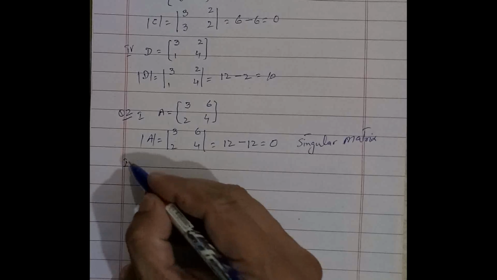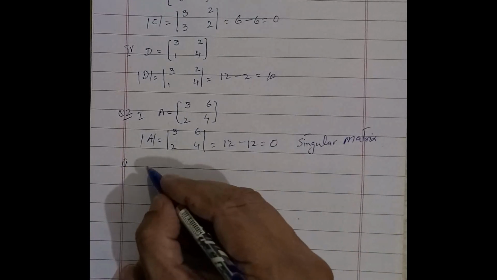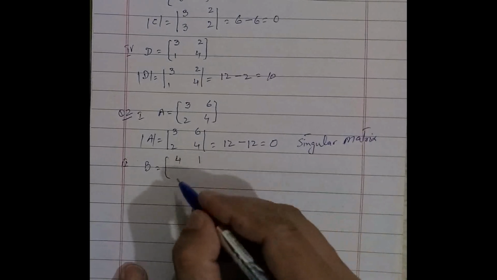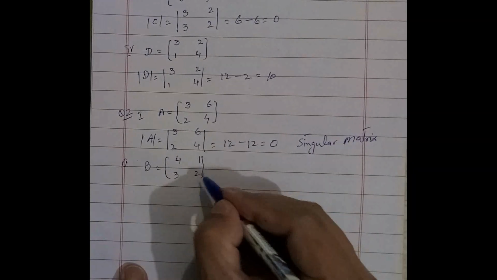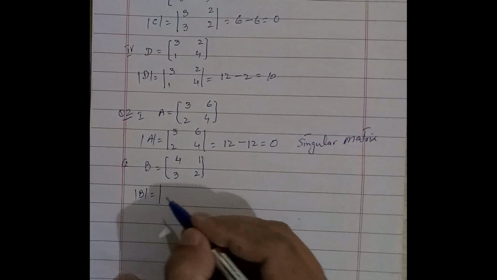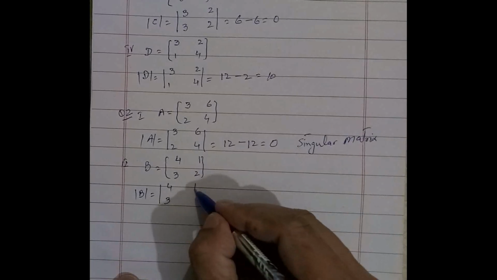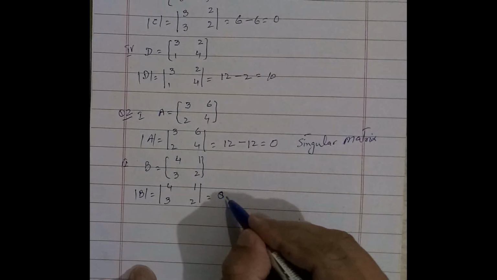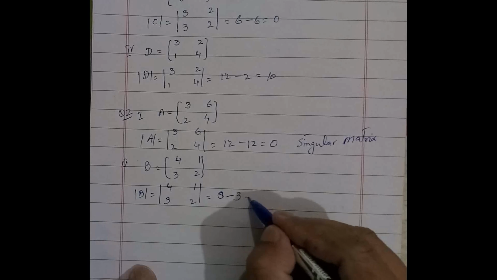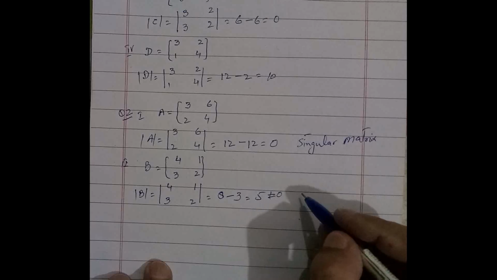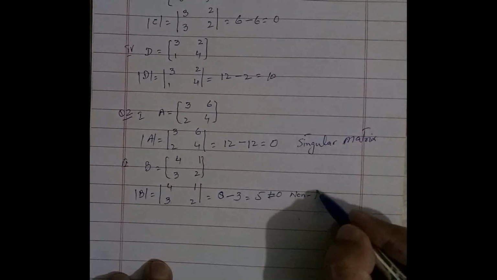And part 2 is B matrix, which is [4, 1; 3, 2]. Now we take the determinant of B, which is [4, 1; 3, 2]. Now solve the determinant of B: 4 twos are 8, minus 3 ones are 3. 8 minus 3 is equal to 5, which is not equal to 0. So B matrix is non-singular.